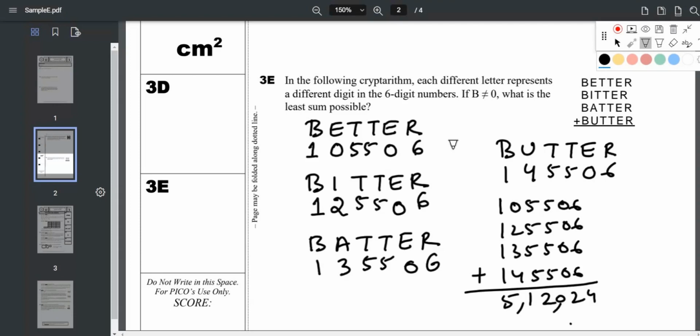So this is the solution to the MOEMS elementary school question paper for grades 3, 4 and 5.